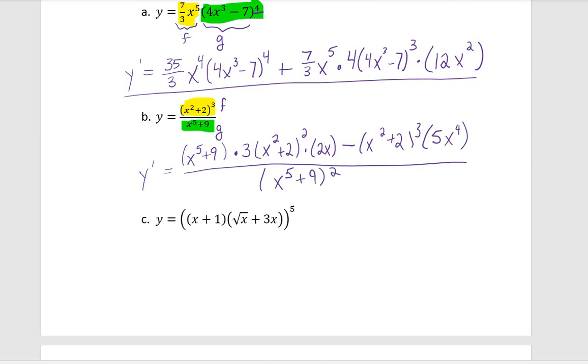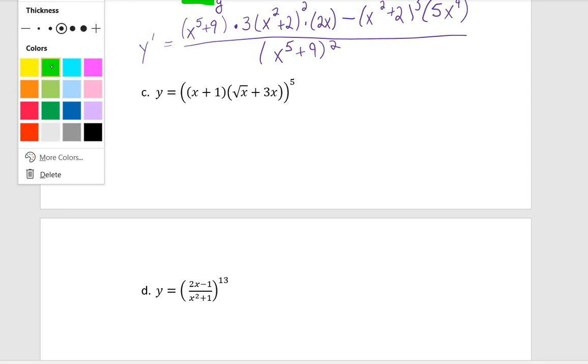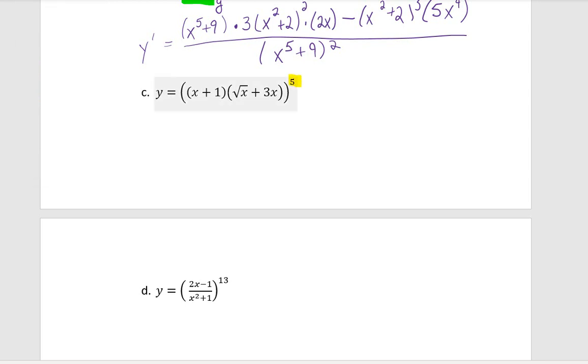So again, what we had to do is mix two different rules. We had to mix the power rule with the quotient rule. Now on the next one, what I see is that I'm going to have two different rules. The first rule I see is that I have all of this stuff raised to the fifth power, and then on the inside, I'm going to have to use the product rule because I'm multiplying those two guys together.